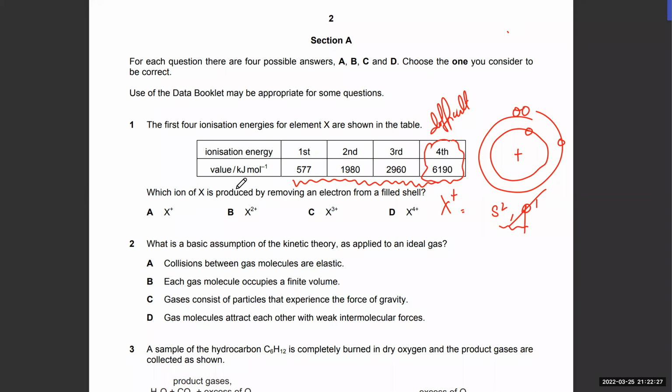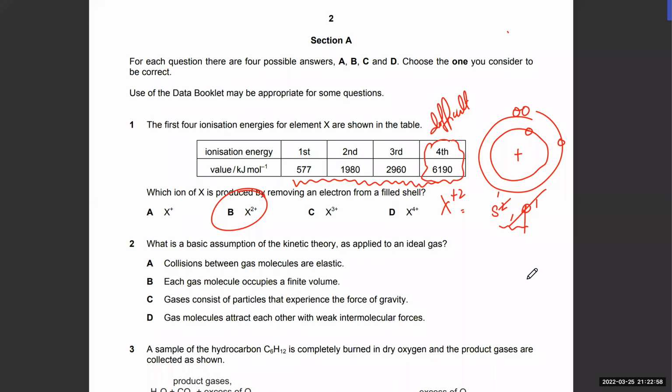Which ion of X is produced by removing an electron from a filled subshell? The next one: now you're going to remove the next electron from s2. That is being removed from a filled subshell. If I remove that electron, there would be 1 left, and this would become plus 2. So the answer is going to be B, the ion formed when you remove an electron from a filled subshell. Clear question? Is this clear?